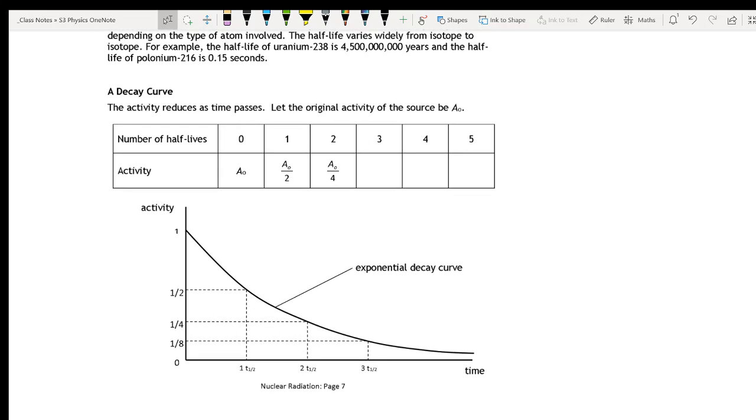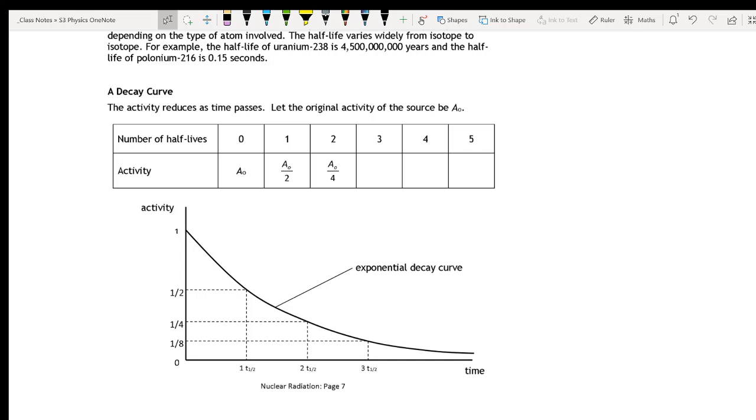So decay curve. Quite often when we're talking about half-lives, we can plot what we call a decay curve. This shows you how long it takes for the activity to halve. So here we have the activity versus the time. And quite often you'll see a half-life written as T half, with a little half next to it. That just means half-life. So if we start off with an activity of 1, then after one half-life, that activity halves. So it gets down to a half.